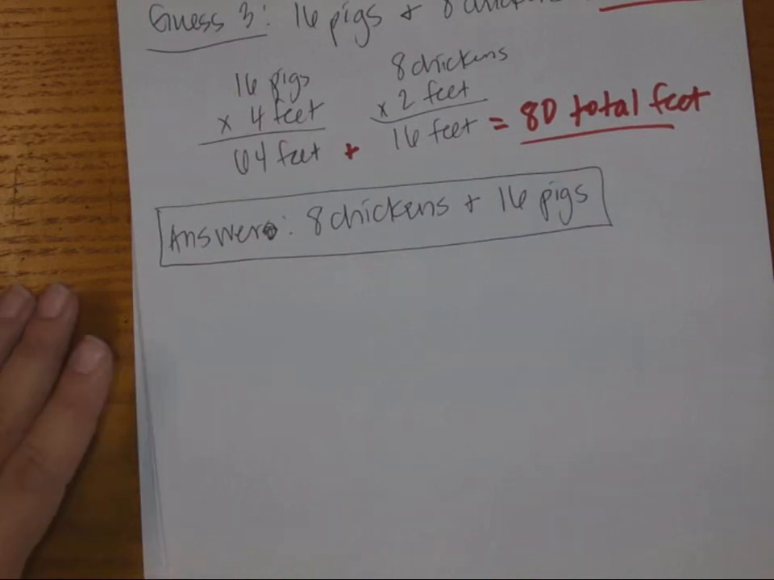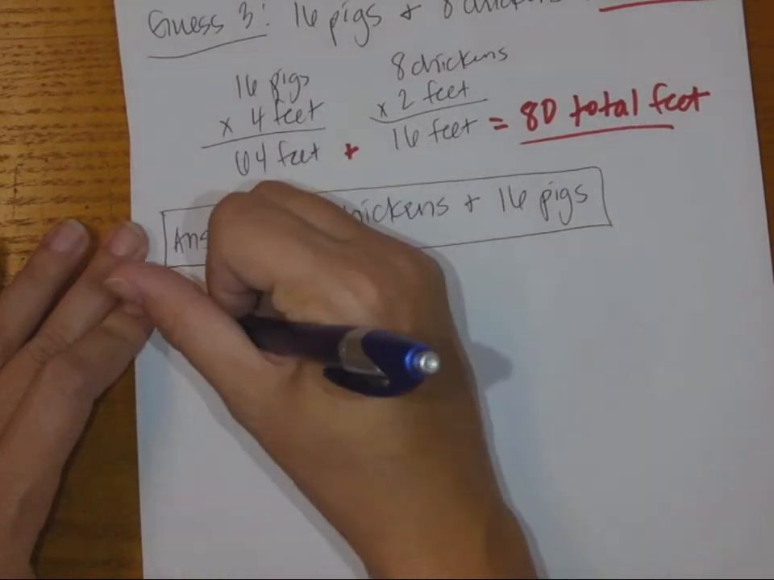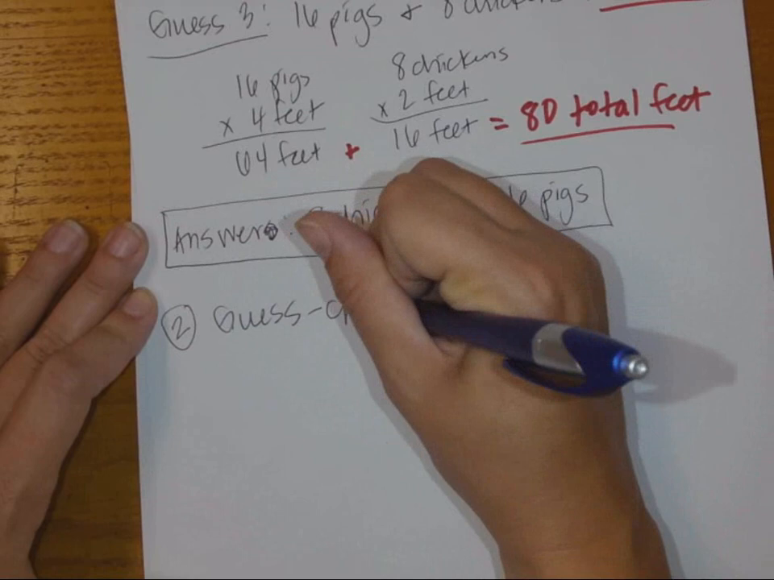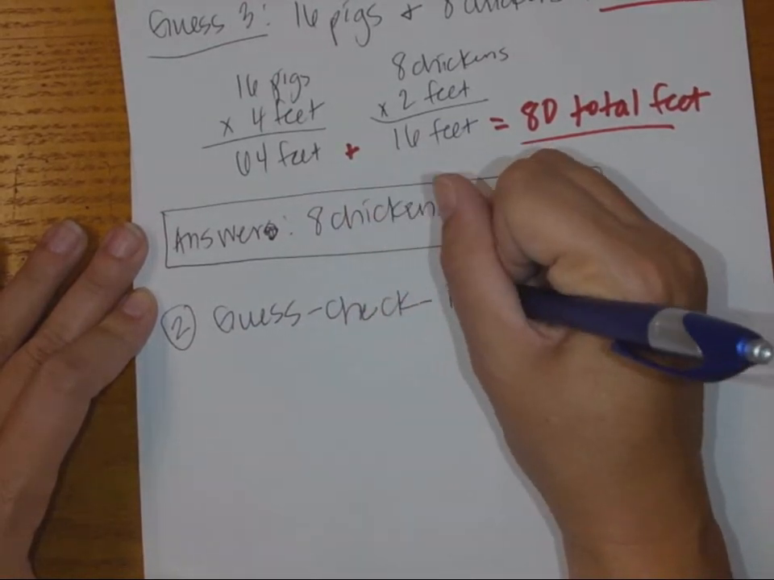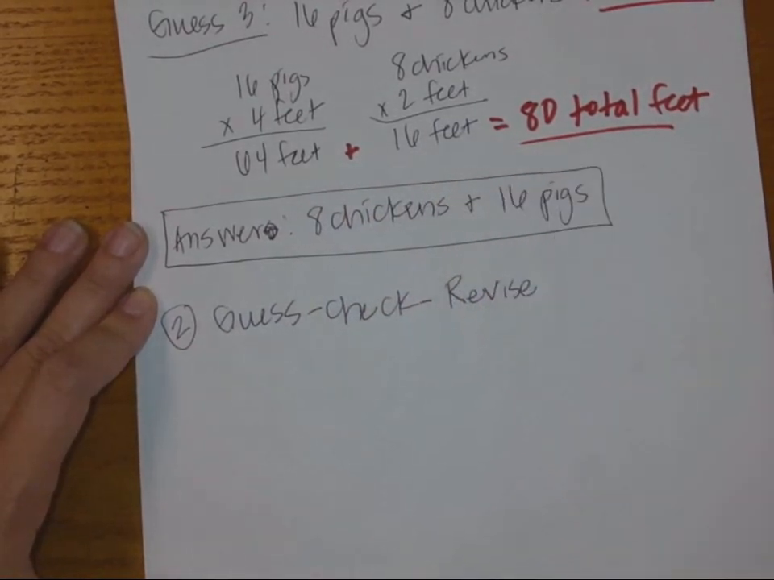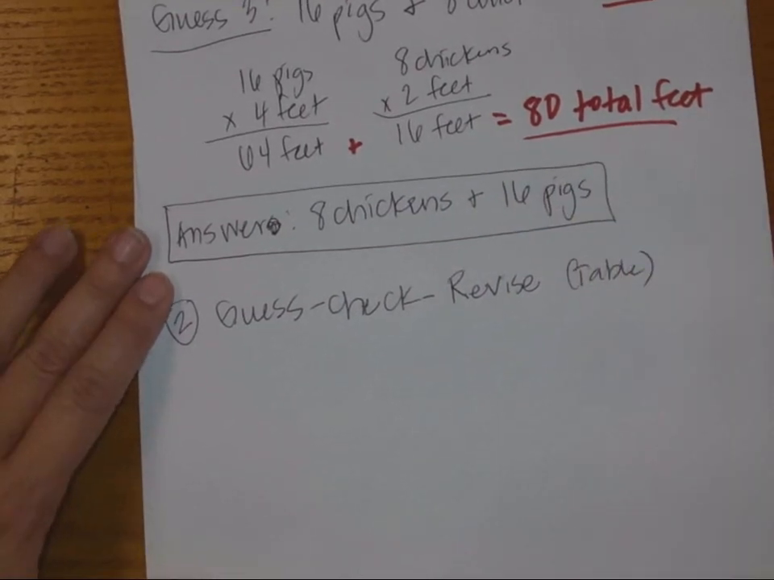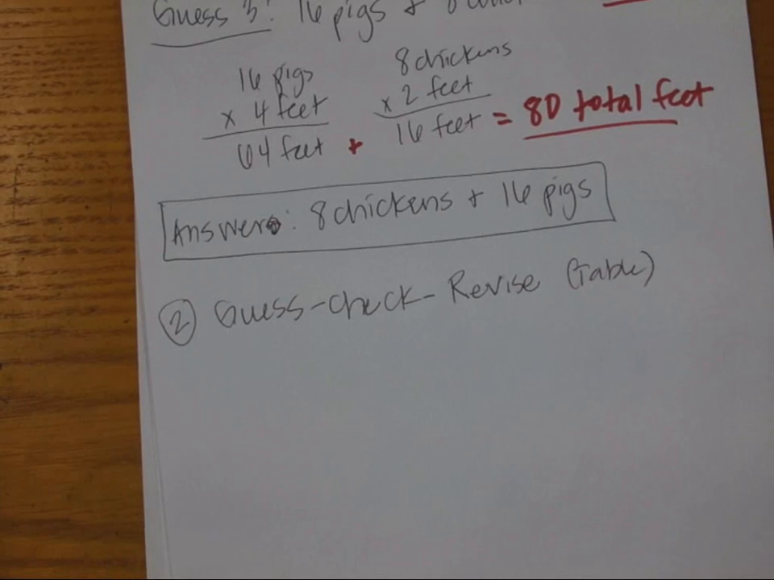The next strategy we're going to go over is the guess and check, or guess, check, and revise. So guess, check, and revise, and this is where we use a table for it. So this is similar to the trial and error. The difference with this one is we use the previous answer to come up with a new answer, and usually you only need 2 guesses here because you use the information you got from your first guess to get the correct answer.